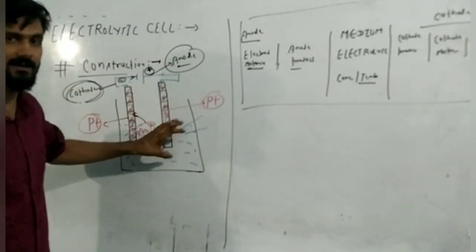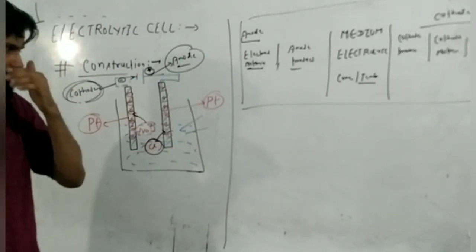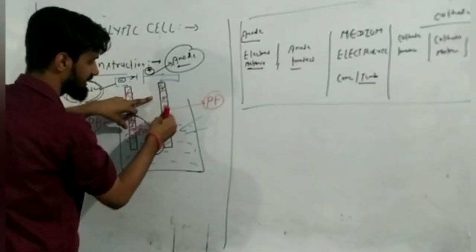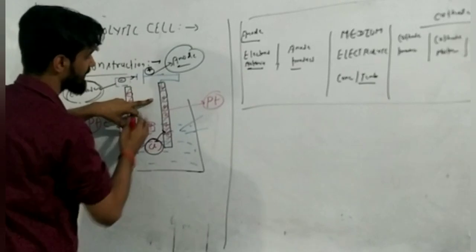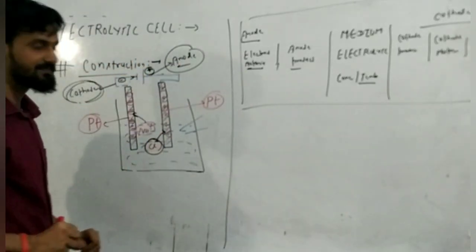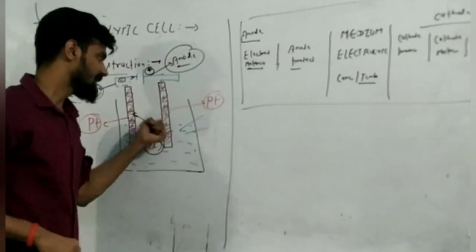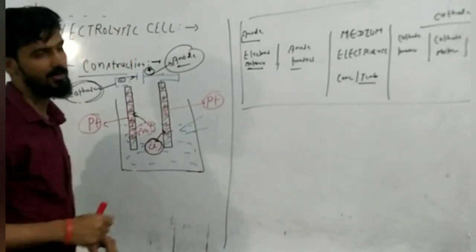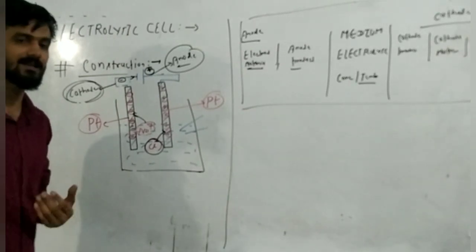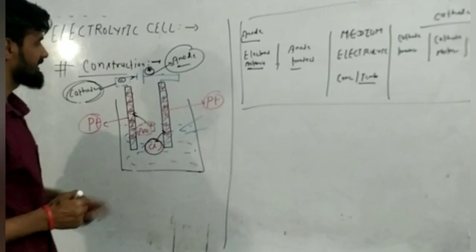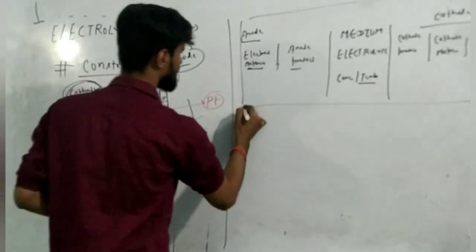Otherwise, if it reacts with the electrolytic solution, then what will happen? Definitely some amount of the electrode material will get converted into the electrolytic solution, and after some time the electrode will vanish. So you have to take the inert electrode. You can take any electrode, iron, copper, depending on the scenario, but generally we prefer the inert electrode.